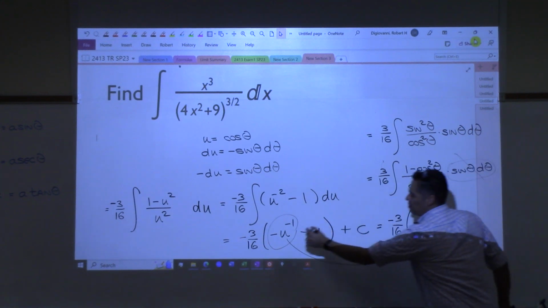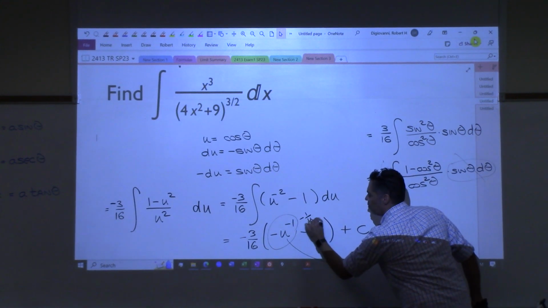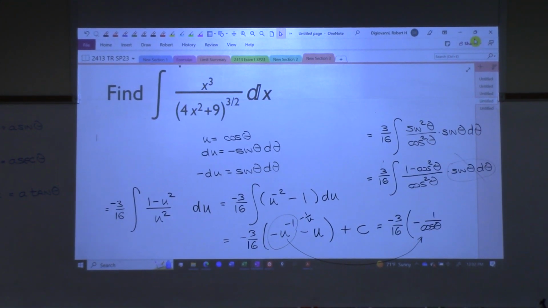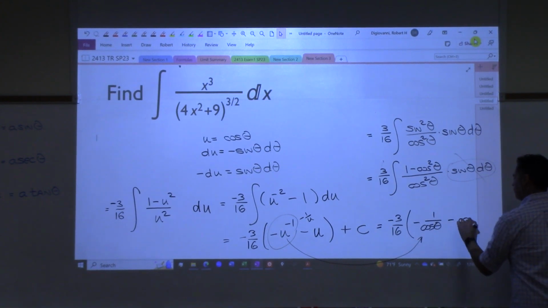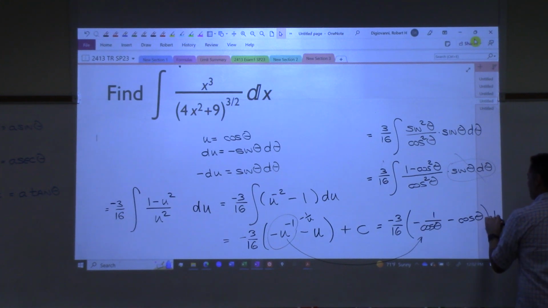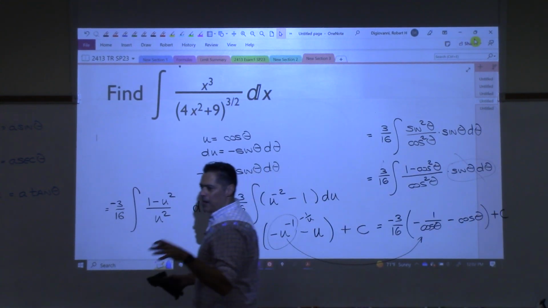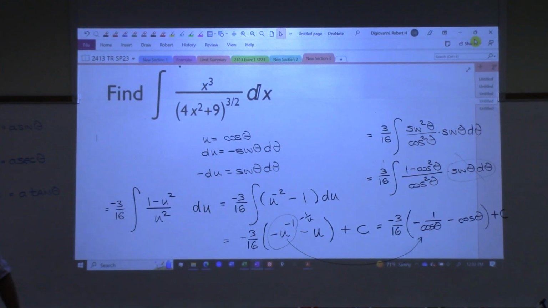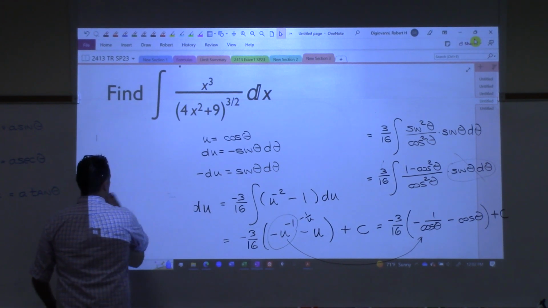I'm looking at this as being really negative 1 over u instead of negative u to the negative 1. Then minus cosine theta plus c. We're not done, because now we have it in terms of theta, we have to get back to x. But we're almost done.